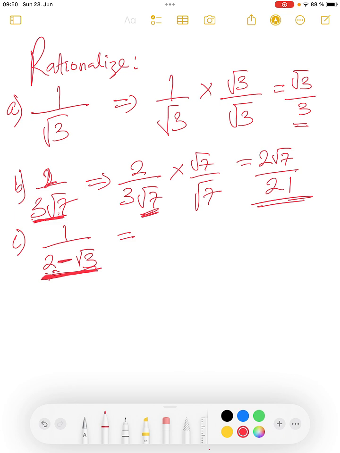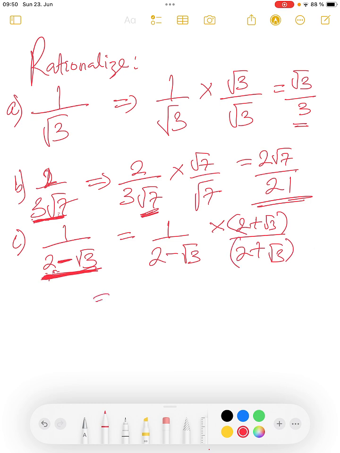And of course, you know the conjugate. The conjugate is 2 plus root 3. So you're going to multiply by the conjugate for both the numerator and the denominator. So you have this times 2 plus root 3 all over 2 plus root 3. So the same thing, multiply up and down.